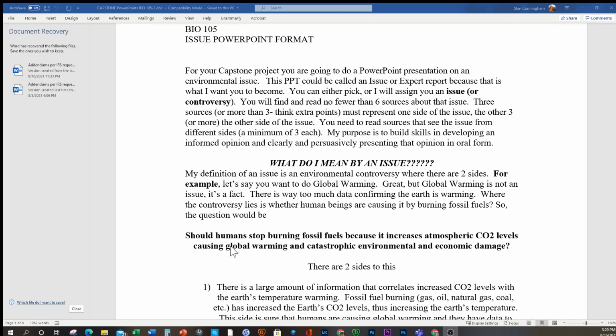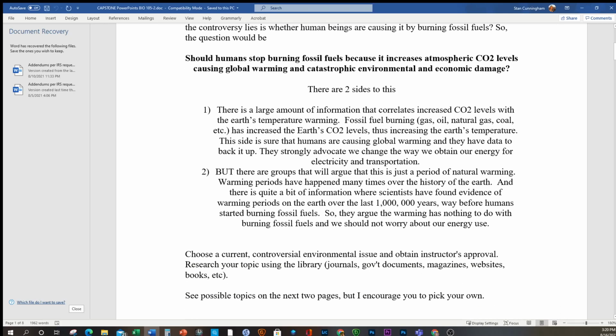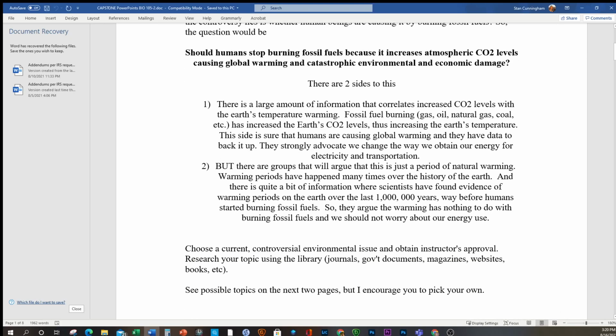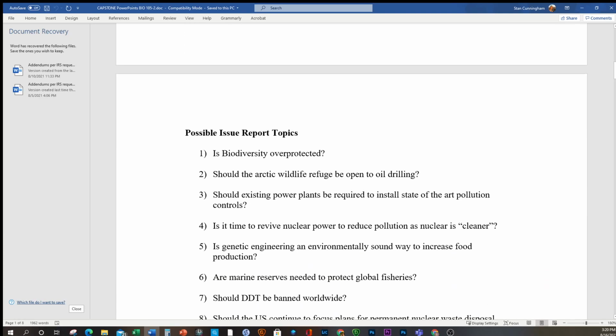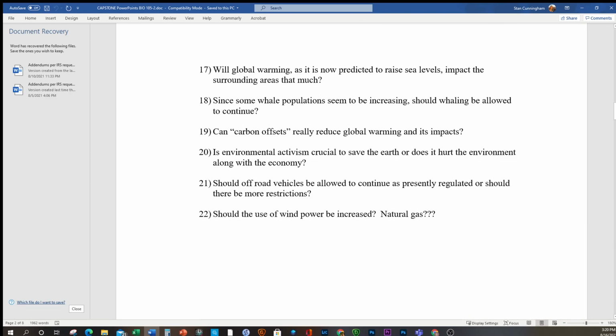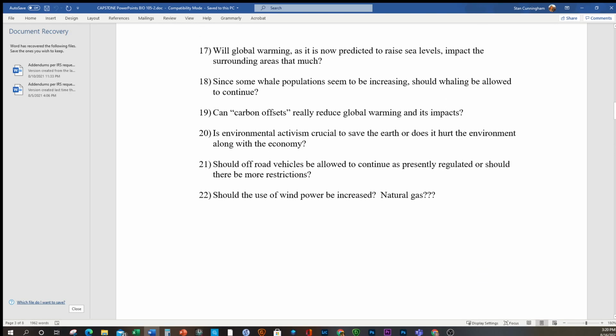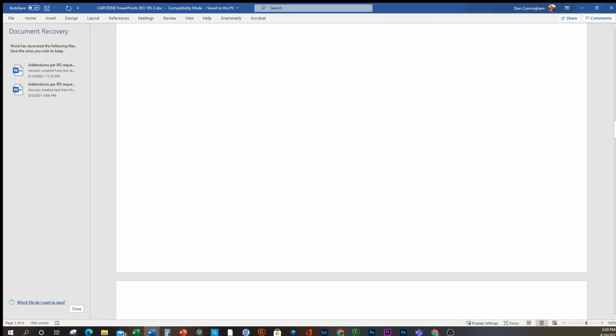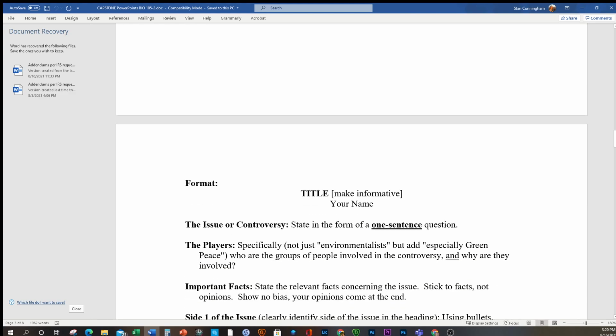So I spell it out here for you how the different sides would argue it. And I have a series. I only have like 23 of them. I know there's several people in this class, but I have a series of potential questions that you could do your issue report on. I have 22 of them. I'll try and add more as some come up, but I would encourage you to pick something that you're interested in.